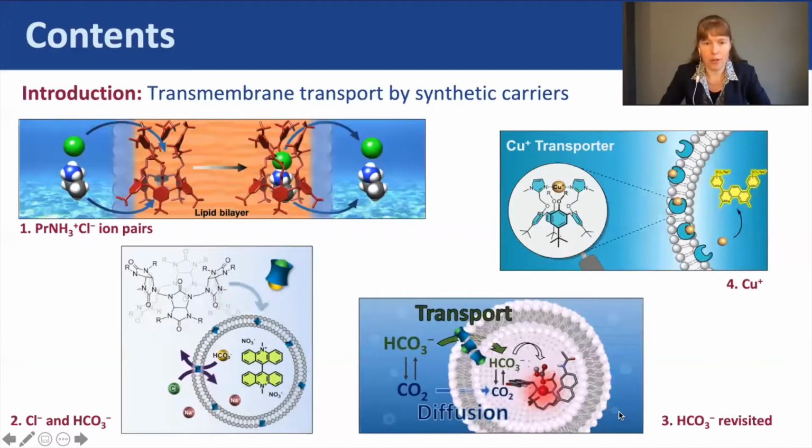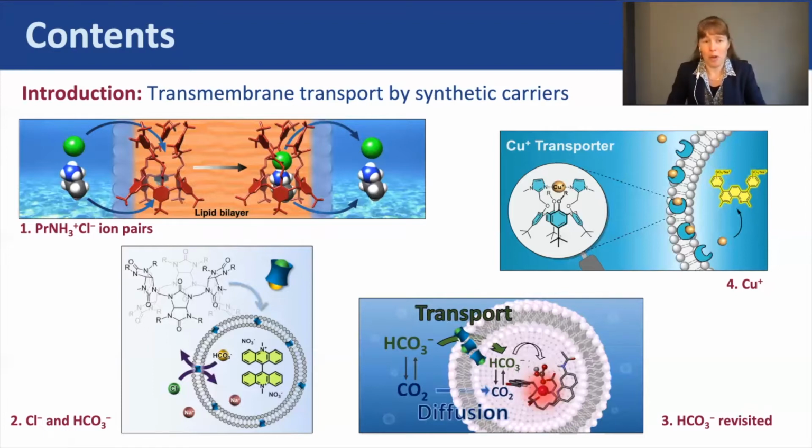What I'll do today, I'll first introduce the topic of transmembrane transport, and I'll explain how we can use synthetic carriers to do this. And then I'll take you on a journey through 4 examples involving the transport of propylammonium chloride ion pairs by Calix 6 arenes. Then we'll move on to bambus uril macrocycles for the transport of chloride and bicarbonate. I'll explain about an assay we developed to study bicarbonate, and then we'll return to Calix arenes, now Calix 4 arenes for the transport of copper cations.